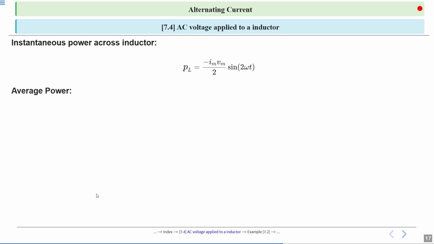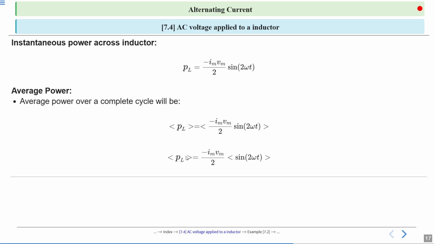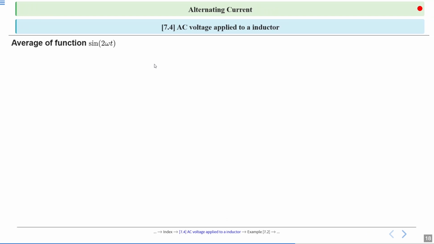Now average power. So average power over a complete cycle will be PL average, which is the average of this, minus Im Vm upon 2. So this Im is the peak value, Vm is also the peak value. These are constants, so they will come out of the average. Okay, so the average of this instantaneous PL will be equal to minus Im Vm by 2, and the average of this sin 2 omega t function. We know that the average of sin theta is 0. So the average of the function sin 2 omega t, we will find it now.